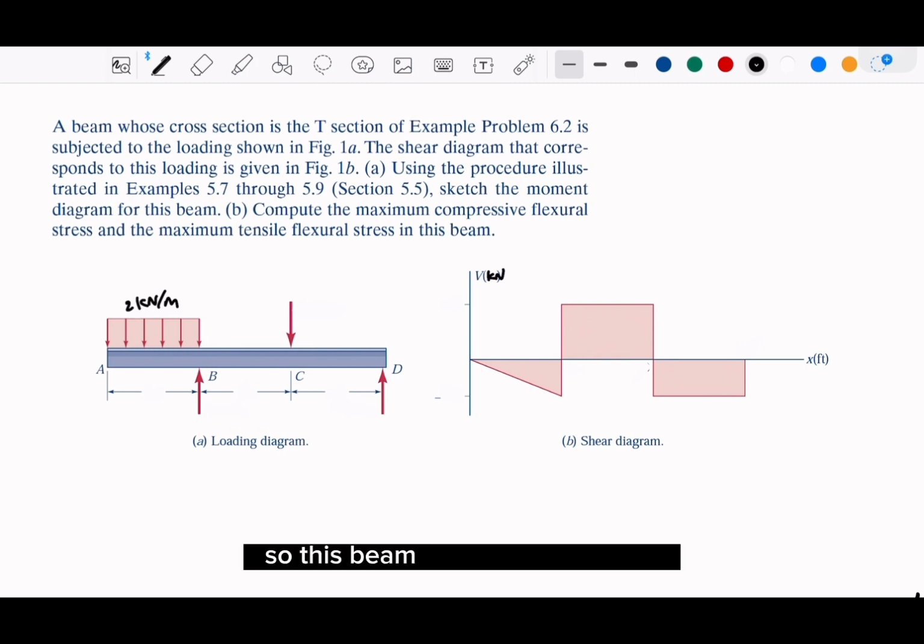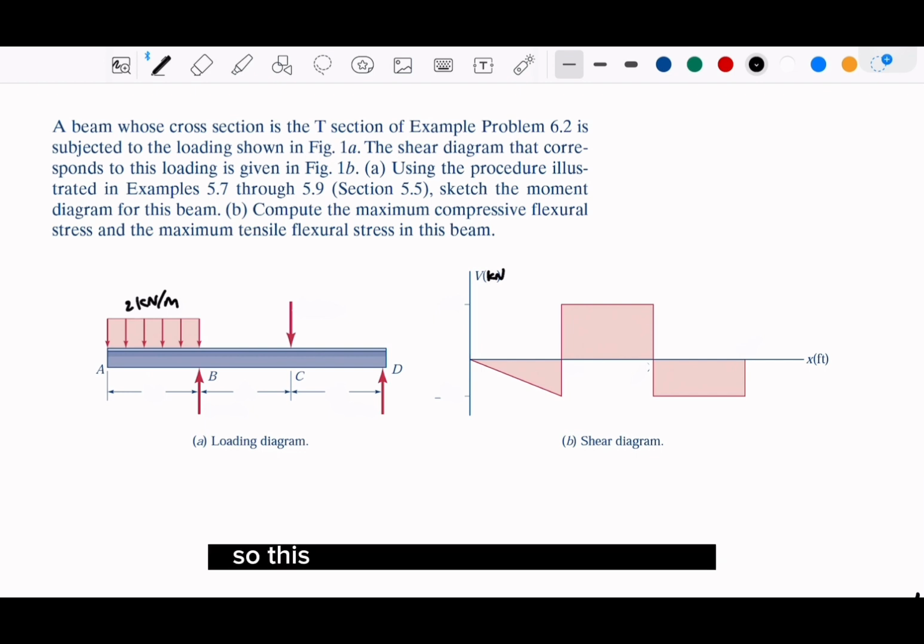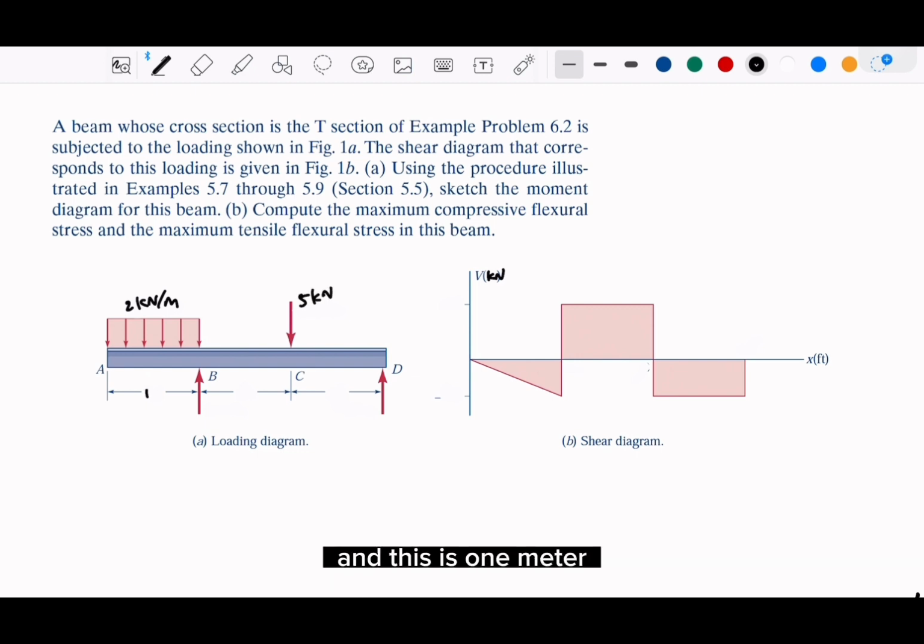So this beam is having a T section, but if you look from the side, you will see that it has two colors, right? The white one and the darker one. So this is supposed to be like the T, the previous picture. So let me just explain here. 2 kilonewton, this is 5 kilonewton, this is 1 meter, this is 1 meter, this is 1 meter. So 1, 2, 3, 5 kilonewton.